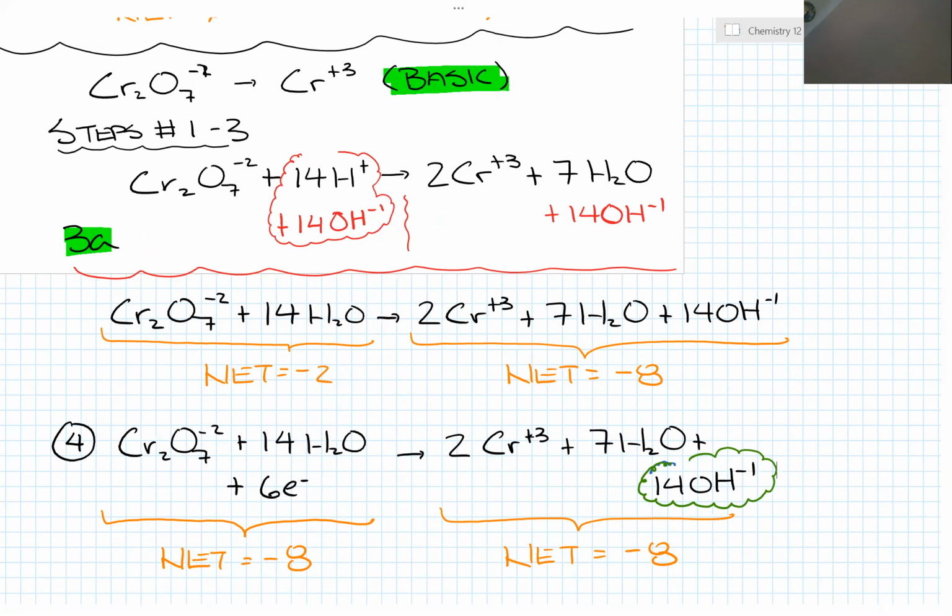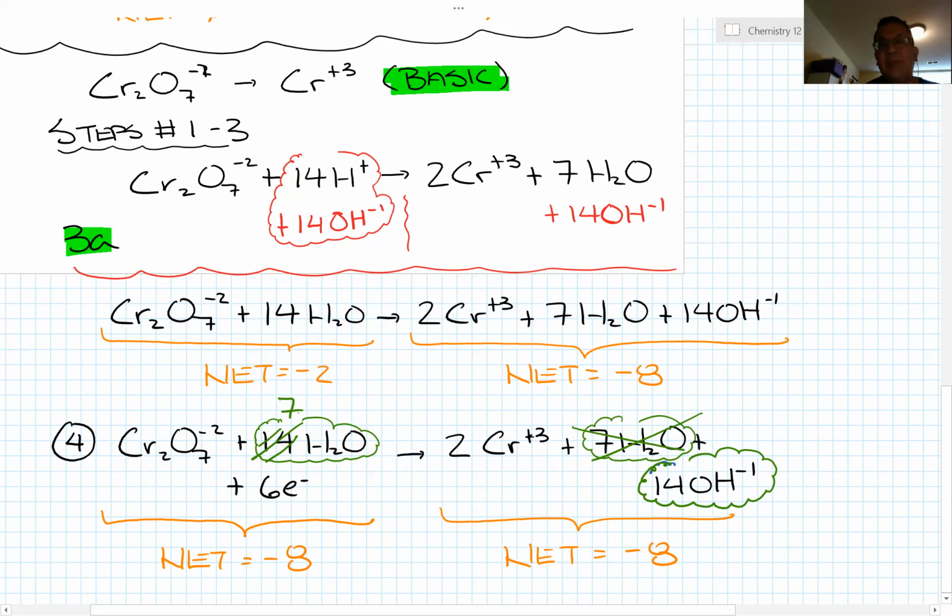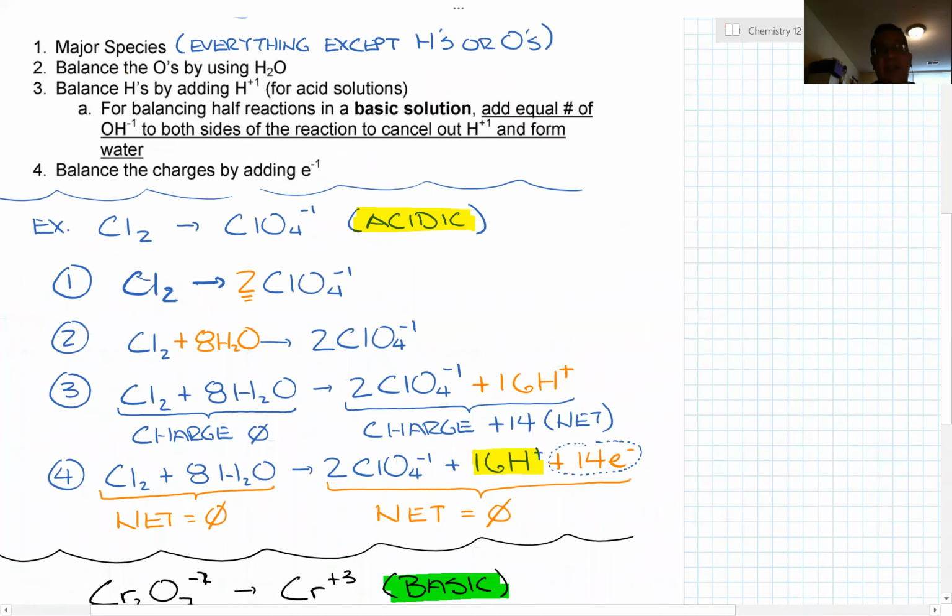Now, this is fine, but what you can do is clean it up a little bit by noticing that there's water here on the reactants, water on the products. So you eliminate this water, and this one reduces down to 7. Okay. So that is balancing half reactions in basic and acidic solutions.